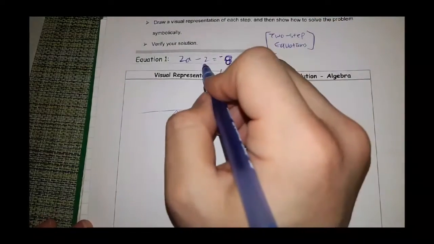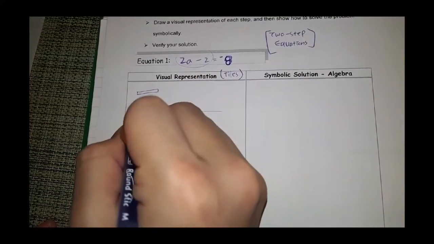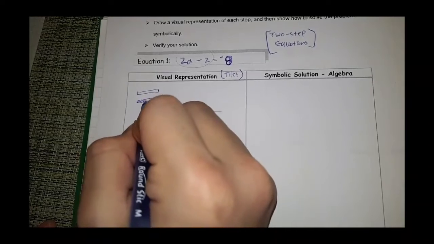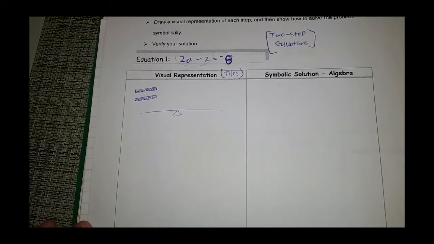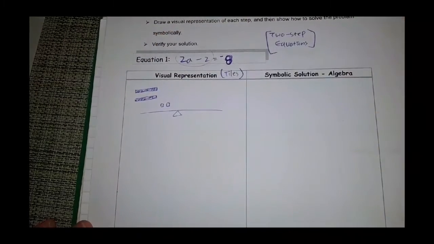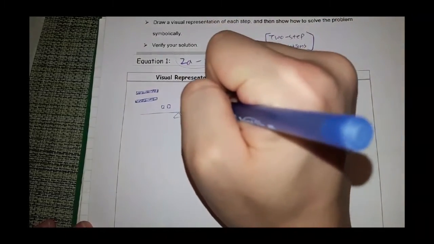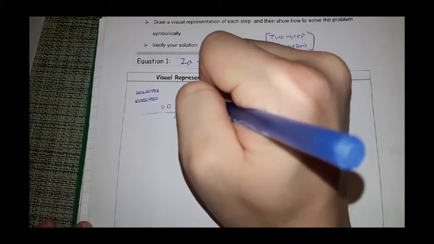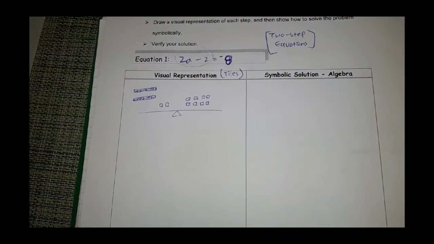And on the left side, we put what I see on the left side, 2a. That means I have to have 2 colored strips. Remember, a strip means a variable like x. So 2a means 2 strips, and then negative 2, which means 2 empty tiles. On the right side, we have negative 8, so that means 1, 2, 3, 4, 5, 6, 7, 8 of the tiles. That's what you need to start first.